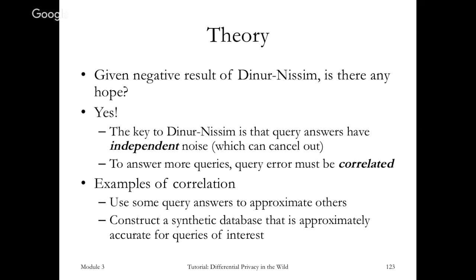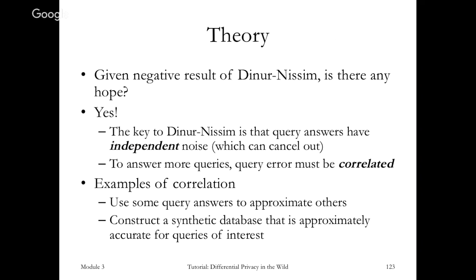If we want to get around that, we need to think about structuring the noise so that the error in each query is somehow correlated. We'll see some examples of correlation throughout the tutorial. I'll give you two high-level ways that query answers can be correlated. One is that we could use some query answers that we've already released to approximate the answers to other queries in the workload. I'll show you a concrete example in just a minute.